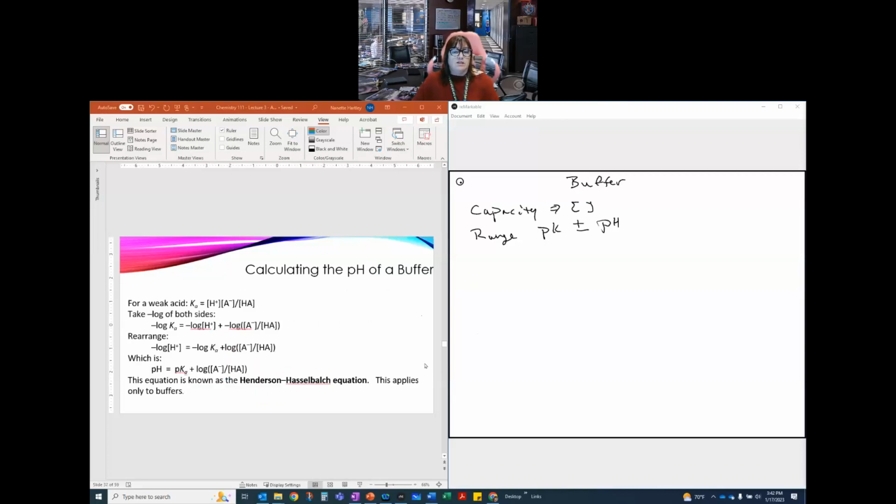So we're going to calculate the pH of a buffer. Well, we start with a weak acid. Ka is equal to H plus times A minus over HA.